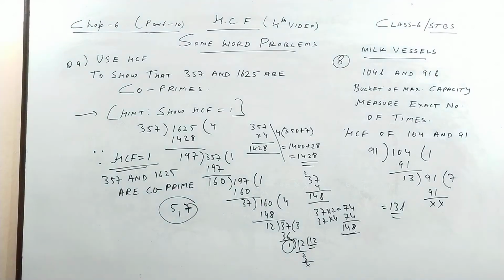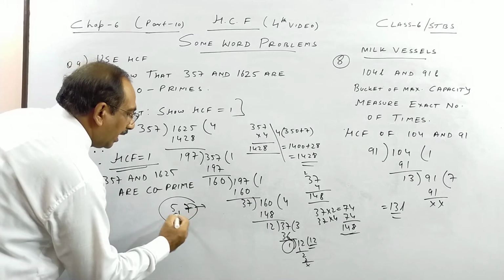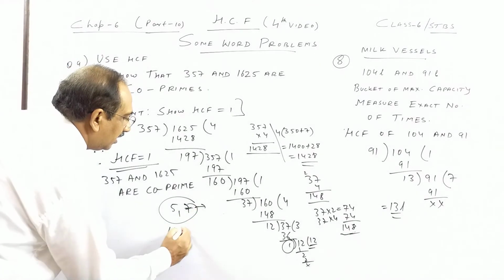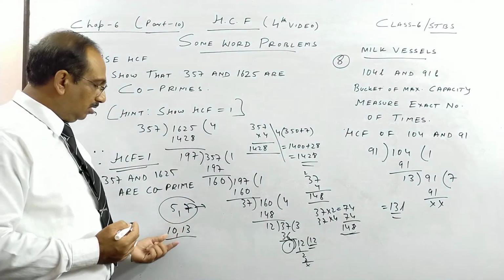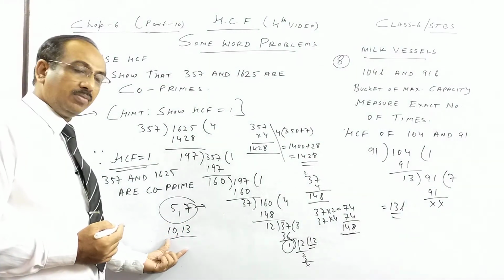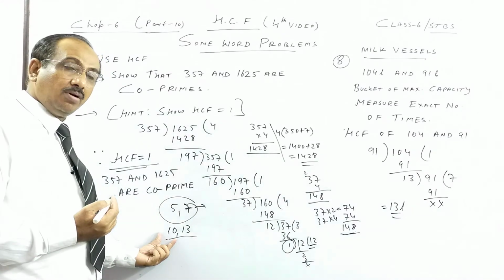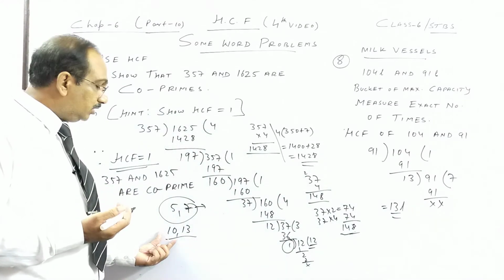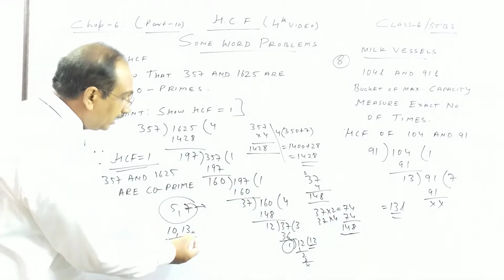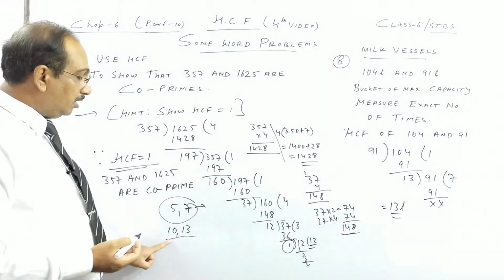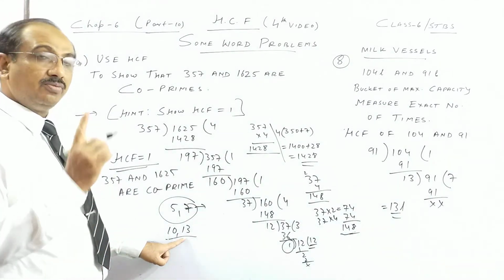Okay, so another example I'll give you. See, they are prime numbers as well as co-prime. See 10 and 13. There is no common factor between them except 1. So 10 and 13 are co-prime. See, 10 is not a prime number. 10 is a composite number. It has factors 1, 2, 5 and 10. But 10 and 13 are co-prime, means if you find the HCF of 10 and 13, you will get 1.